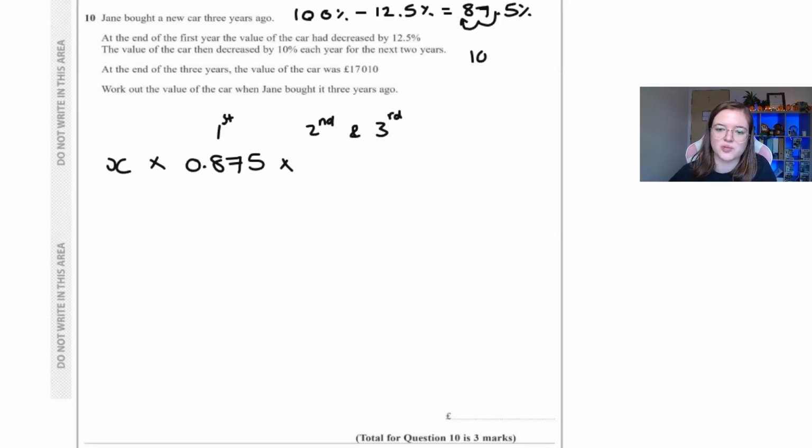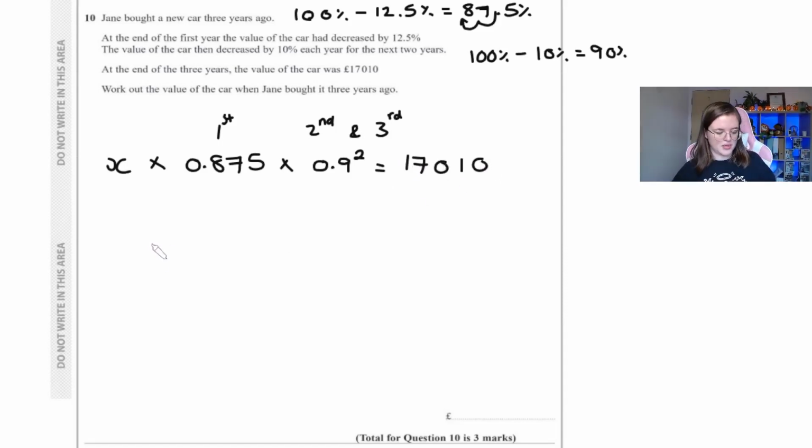So you start with 100%. Then you're taking away 10% for each year of those 2 years, which is then 90%. Divide that by 100, you get 0.9. Therefore, it's been depreciated by 10% to get 0.9 twice. Therefore, I'm going to square it. And that is then equal to £17,010.